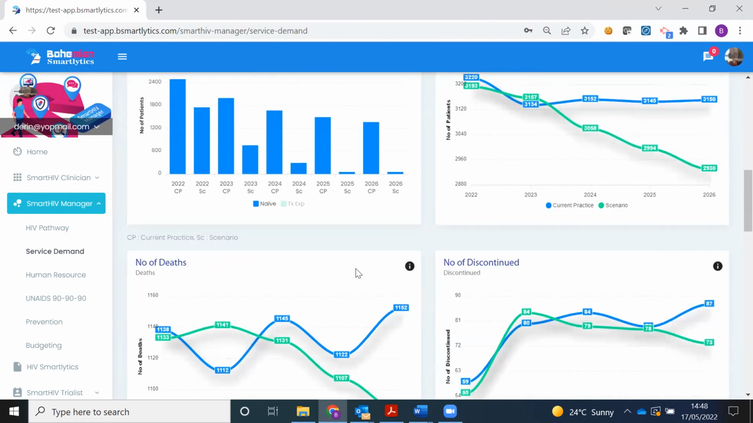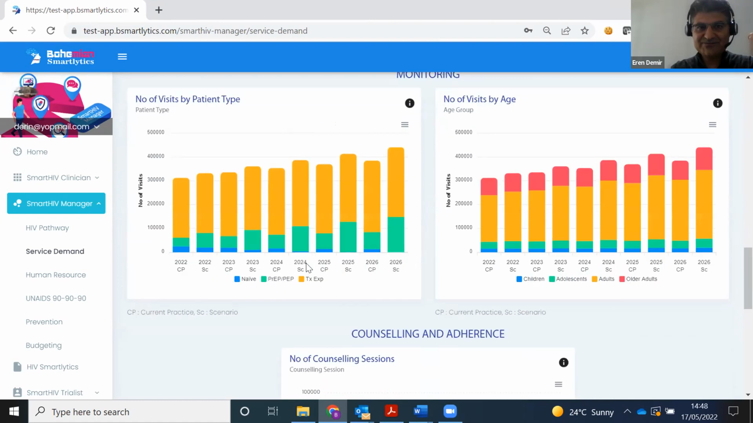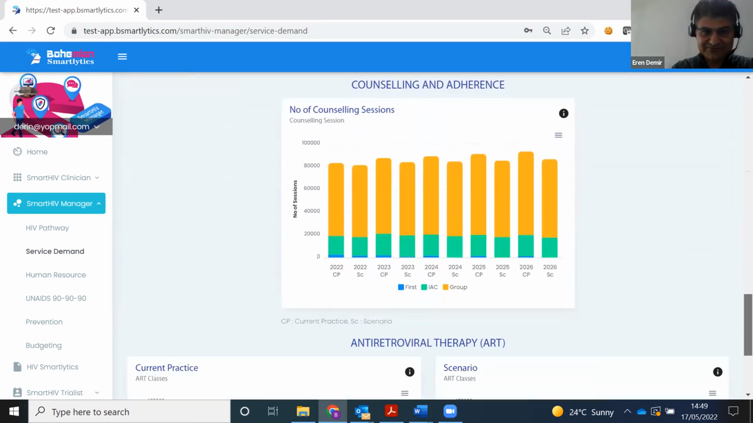So number of deaths, number discontinued, number of patients for each of these years, always comparing the two. We are always comparing your current practice against the scenario. So your naive cases, those on PEP and TX experienced, number of visits to the clinics by age group, for each of those years, and so on.